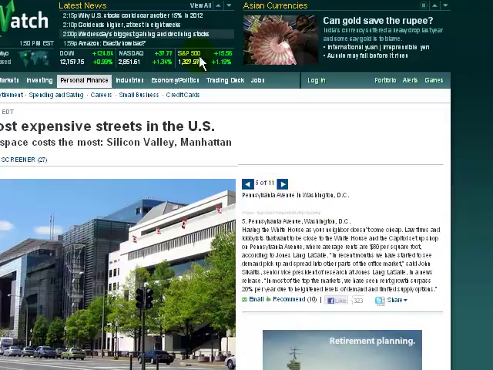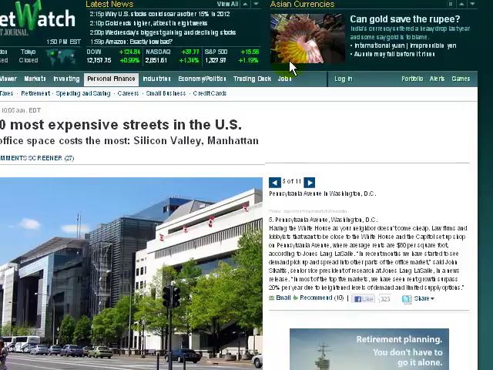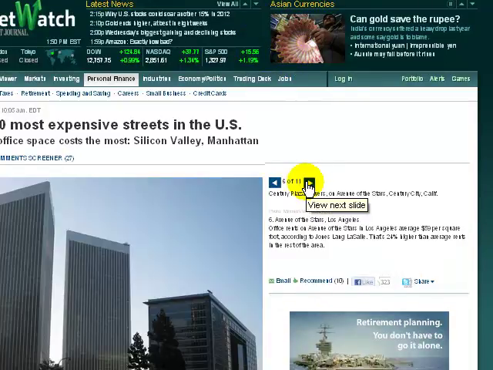The 4th one, the 5th one, Pennsylvania Avenue in Washington, D.C. The 6th one, Century Plaza Towers, Avenue of the Stars, Century City, California.